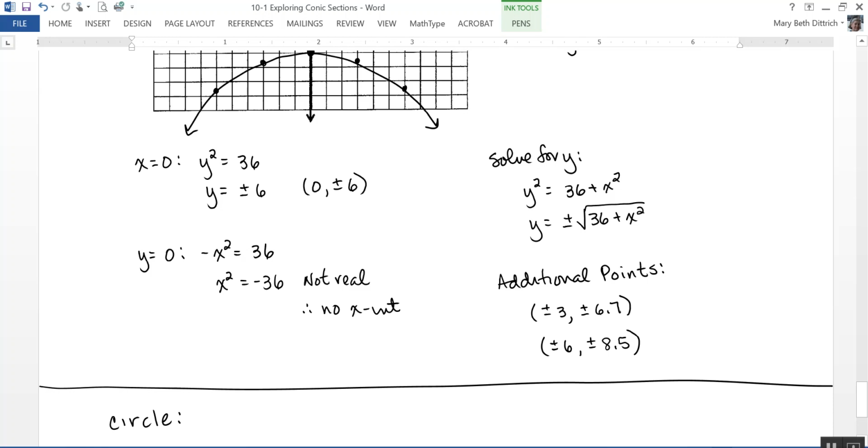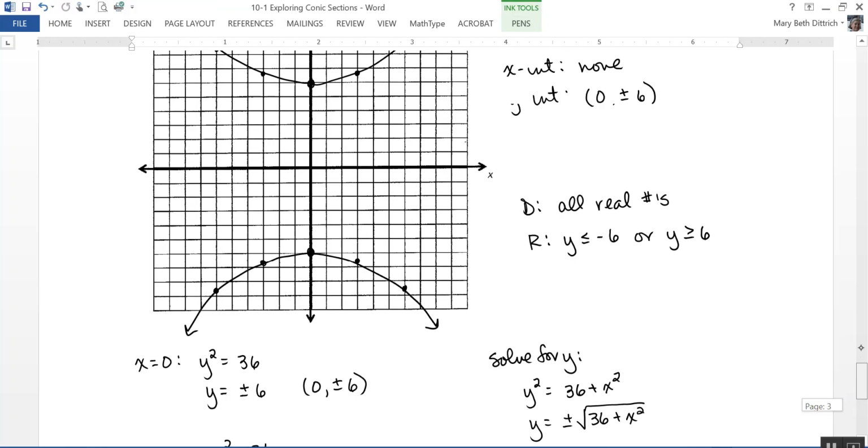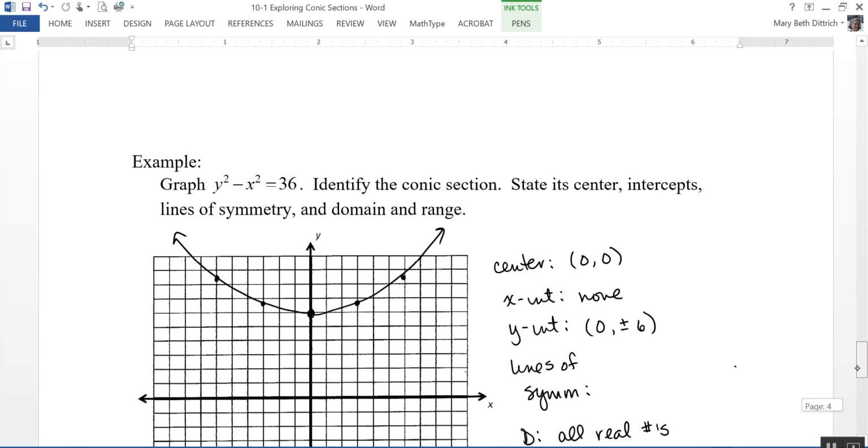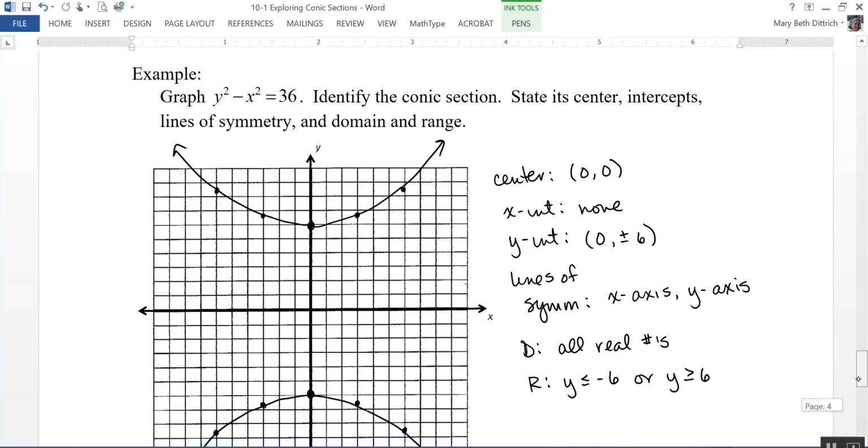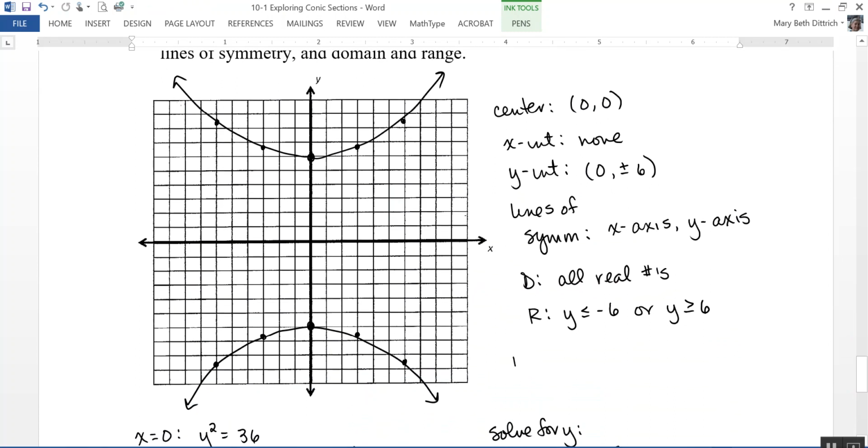Now curious, when I let y equal 0 and solved for x, I got that x squared equals a negative 36. That's not a real number, so there are no x-intercepts. Went to my calculator, solved for y, and came up with y equals plus or minus the square root of 36 plus x squared. And I put that into my calculator and got these additional points. And then when I graphed them here, okay, I get this funny looking shape right here with the two branches, and you should recognize that as a hyperbola.